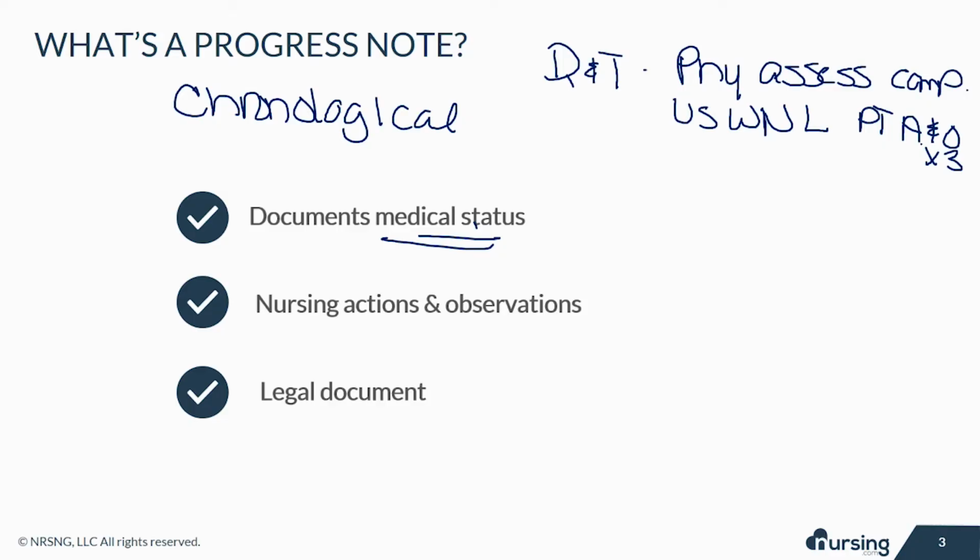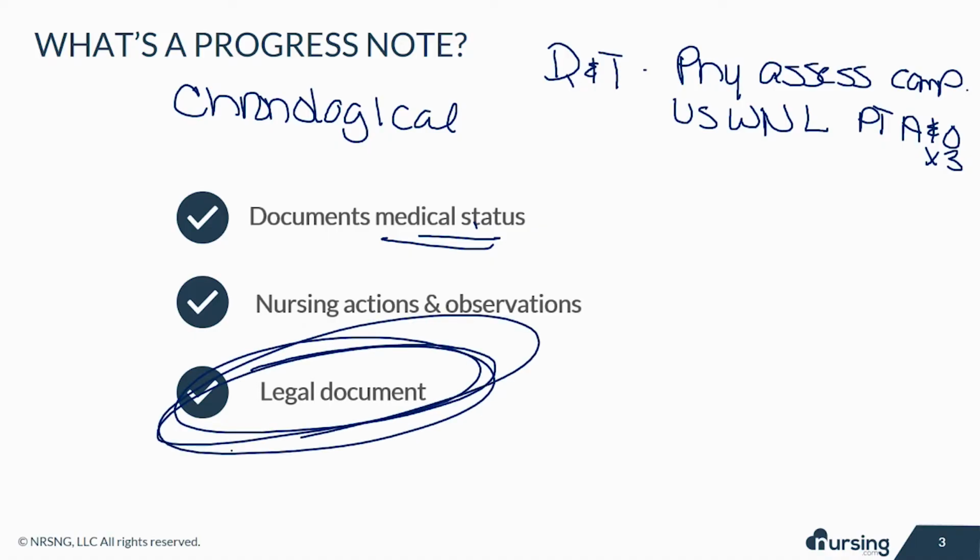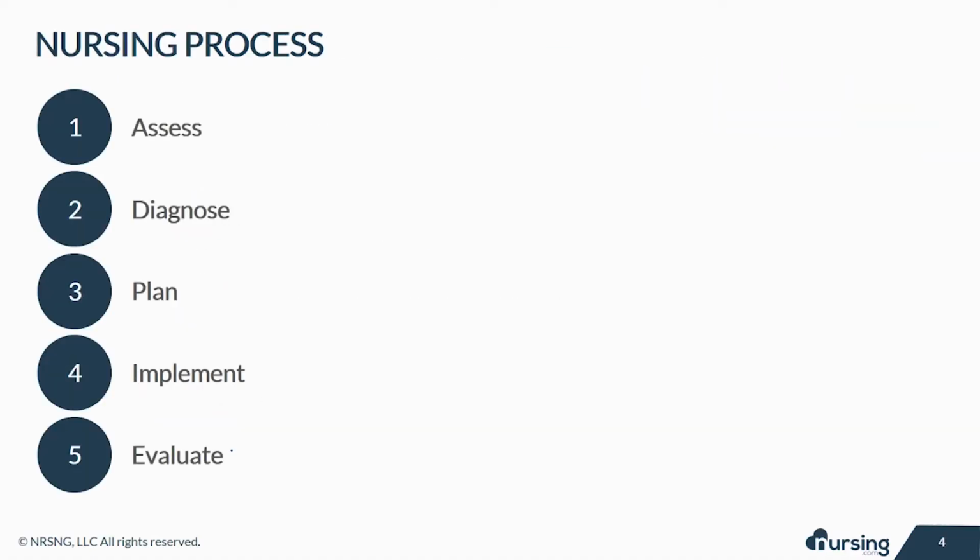Now, it's important to understand and remember that progress notes are very legal documents, and they can be used in court proceedings, for insurance reimbursement, and for quality assurance purposes. So the nursing process is something that will never go away for any of us. It really does shape the way we work as nurses. Now, with that said, it's important to show you how it affects the way we write our progress notes as well.